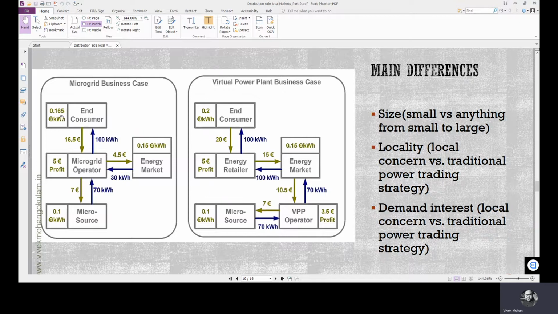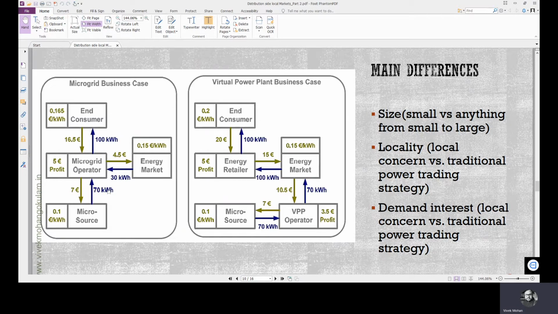Now the end consumer has a demand of 100 kilowatt hours and he buys power from the microgrid operator at 0.165 euro per kilowatt hour. So he is paying 16.5 euros to the microgrid operator. But this energy, that is 100 kilowatt hours, is bought partly from the energy market at 0.15 euros per kilowatt hour. So 30 kilowatt hours is bought from the energy market and 70 is bought from the micro source. So 70 plus 30 is a total of 100.